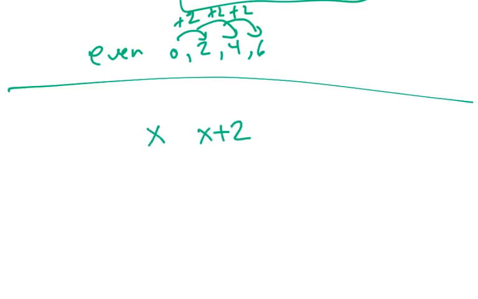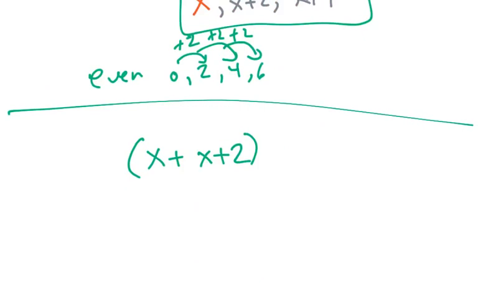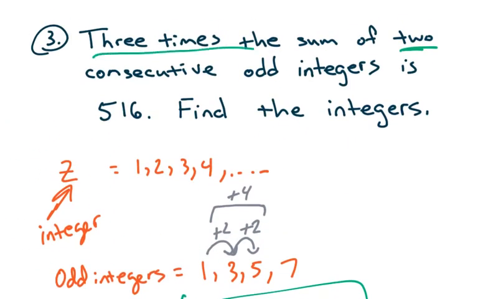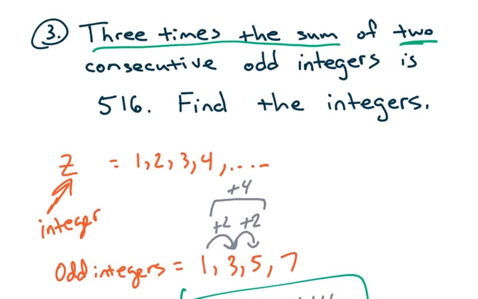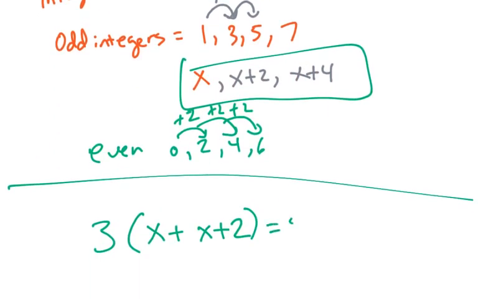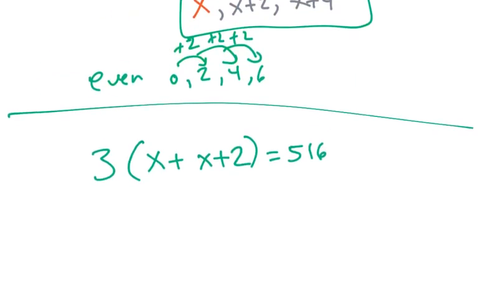What are we doing with them? We're going to sum them. And then it says what? 3 times the sum, right? Notice it says 3 times the sum, not 3 times the first integer. Hence, that's why we put everything in parentheses, because it's 3 times all of it. And "is" means equal. I think that said 516. Let me double check. Yeah. Okay, so this one's actually easier to solve, right? Clean up the inside.